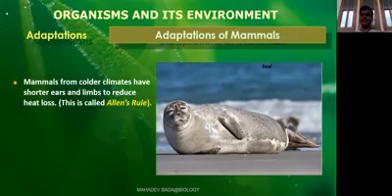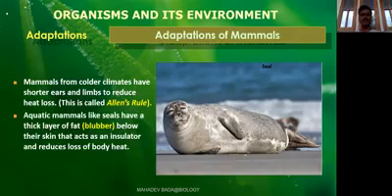Another example that we are going to study is the seal. As you know, mammals from colder climates, like the seal, have shorter ears and limbs to reduce heat loss. The camel has longer legs so that heat does not reach the body. The seal, living in the cold, has shorter ears and legs so that heat is not lost from the body. To reduce heat loss, the animals have shorter ears and limbs. That is called Allen's rule.